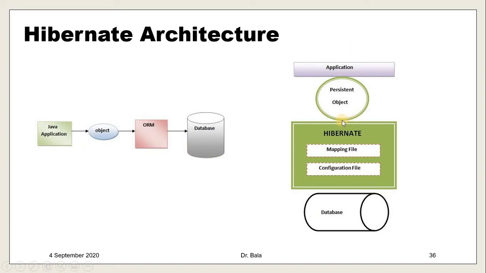The right side figure gives a bit more elaborated view. As before, the application is there, and the object comes up with the persistence object, which connects with Hibernate. In Hibernate we have mapping files and configuration files. These deal with the database connectivity. So this is the architecture that we have.